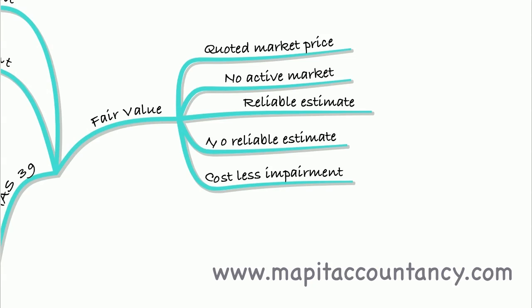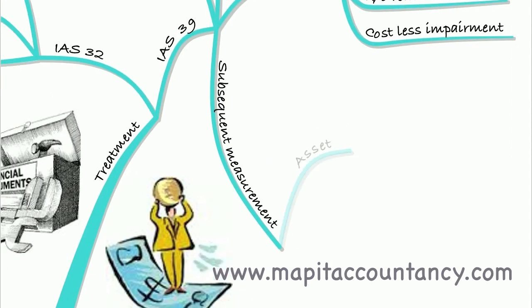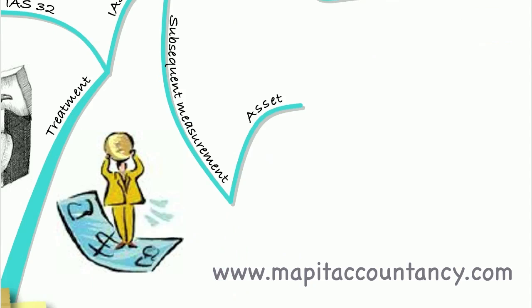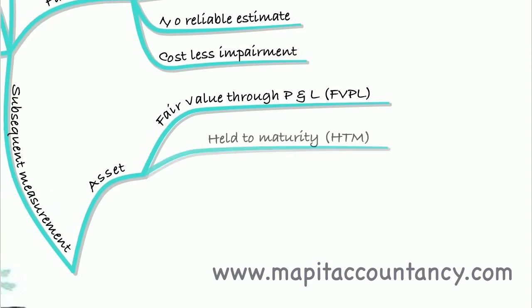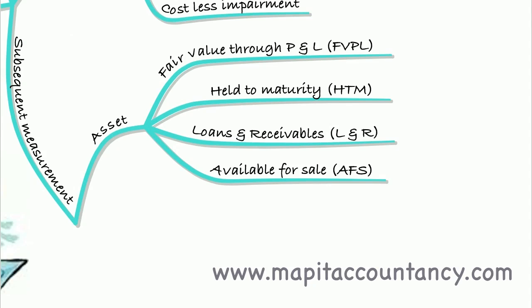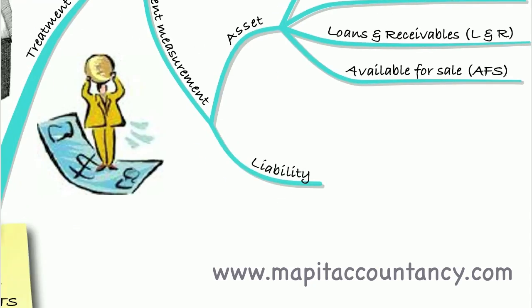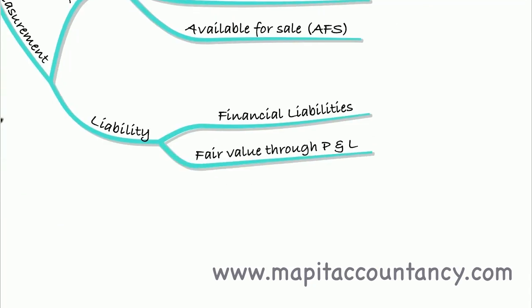So that's how we'd get the initial measurement, the fair value that we'd recognise it at. Subsequent measurement, well, for an asset, we can measure it at one of 4 things that we'll look at here. A fair value through profit and loss, held to maturity, loans and receivables, or available for sale. So there'll be a different treatment for each of those, and we'll look at those now. A liability, well, those are financial liabilities, and they will be at fair value through profit and loss or amortised cost, which we will look at as well.